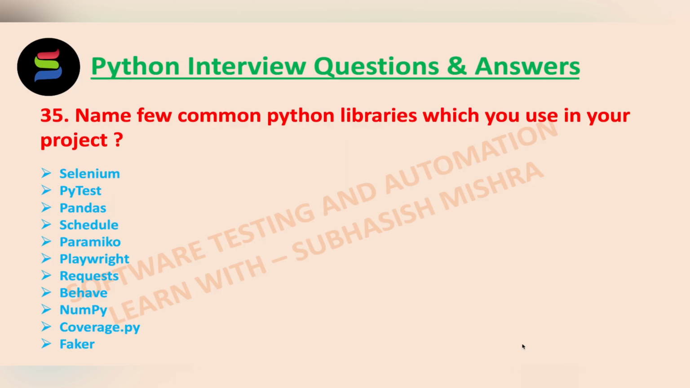Okay. Then Pandas. While Pandas is widely known for data manipulation, it is a fantastic automation tool for data processing and analysis tasks as well. It easily handles large data sets. The Schedule library simplifies task scheduling and automation. Paramiko is a Python library for remote server automation and secure file transfer through SSH.